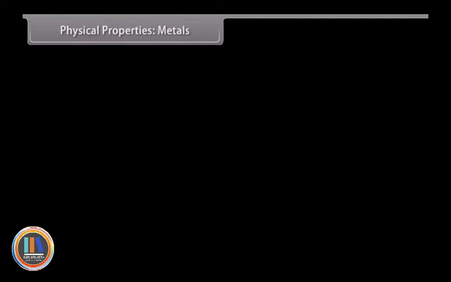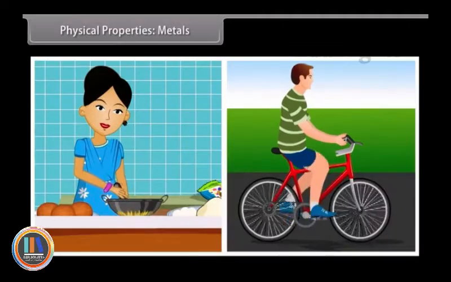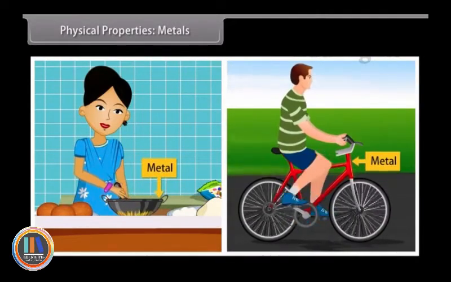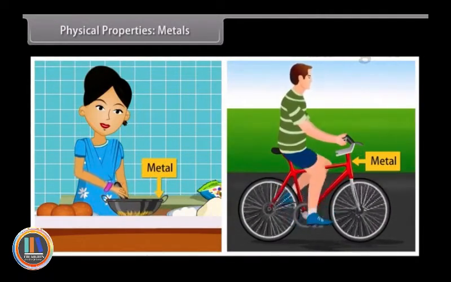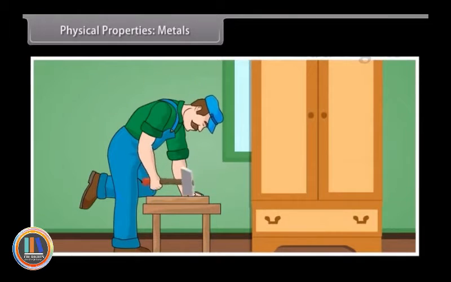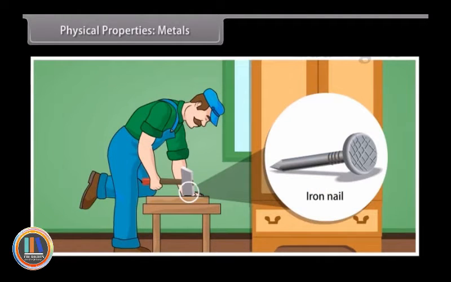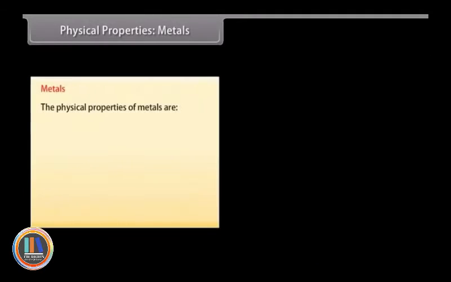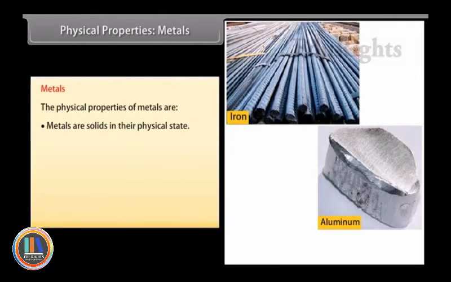Physical properties. Metals. You come across a lot of metals and non-metals in your day-to-day life. For example, the hammer that you use to fix nails is a metal. The nail made of iron is also a metal. Let us look at the physical properties of metals. The physical properties of metals are: physical state. Metals are solid at room temperature. For example, iron, aluminium. Only mercury is a liquid metal.